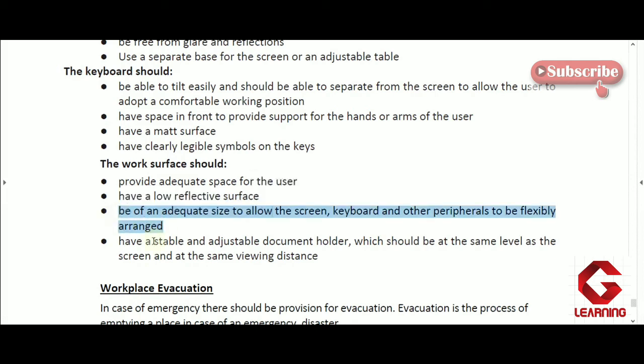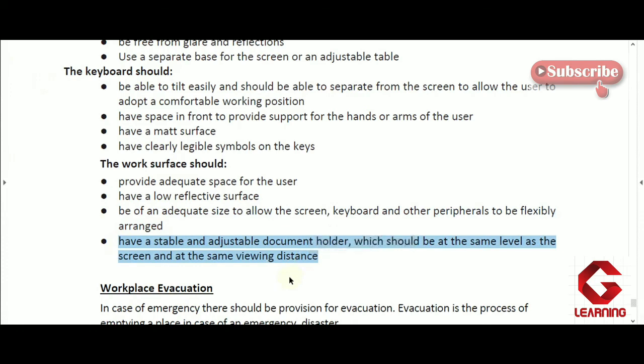Now next one is be of an adequate size to allow the screen, keyboard and other peripherals to be flexibly arranged. So here the desk must be big enough so the user will get enough space to keep the screen, keyboard and other peripherals properly on the desk, as well as be able to keep other things on the desk that are required during the job. And if it is big enough, the user will be able to change the position of various things on the desk as per his convenience. So that's why the desk should be big enough so the user will get enough space to keep all his things on the desk properly and is able to change their position also as per his convenience.